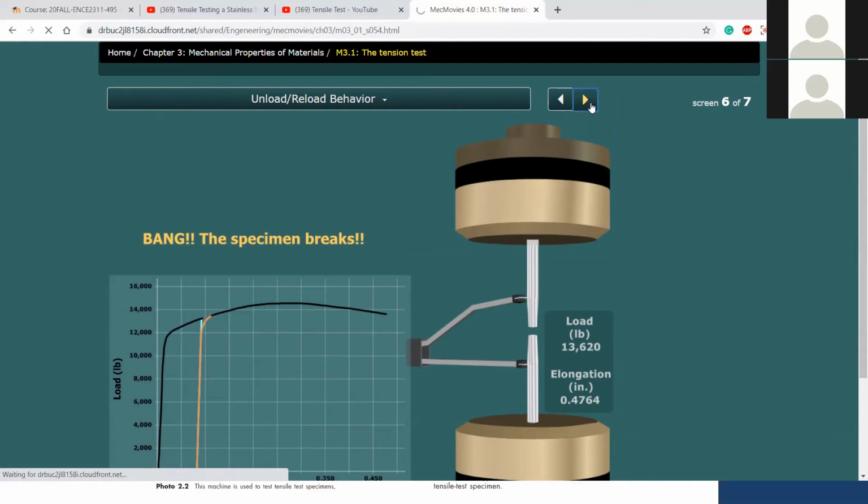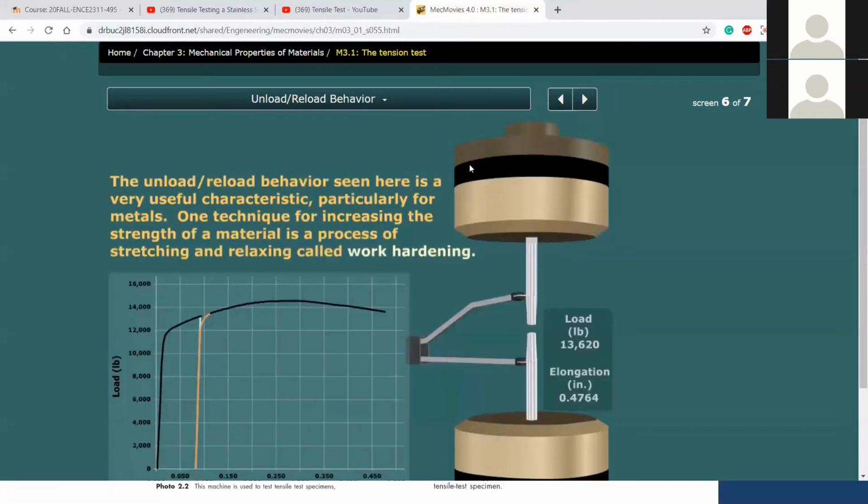Well, I have a question. In your report, you're not required to talk about the unload and reloading behavior. We're only responsible for the plastic and elastic region. But you should know the difference, when you unload and when you reload, how the material will behave during the testing. But you're not required to write it in your report or do the calculation.